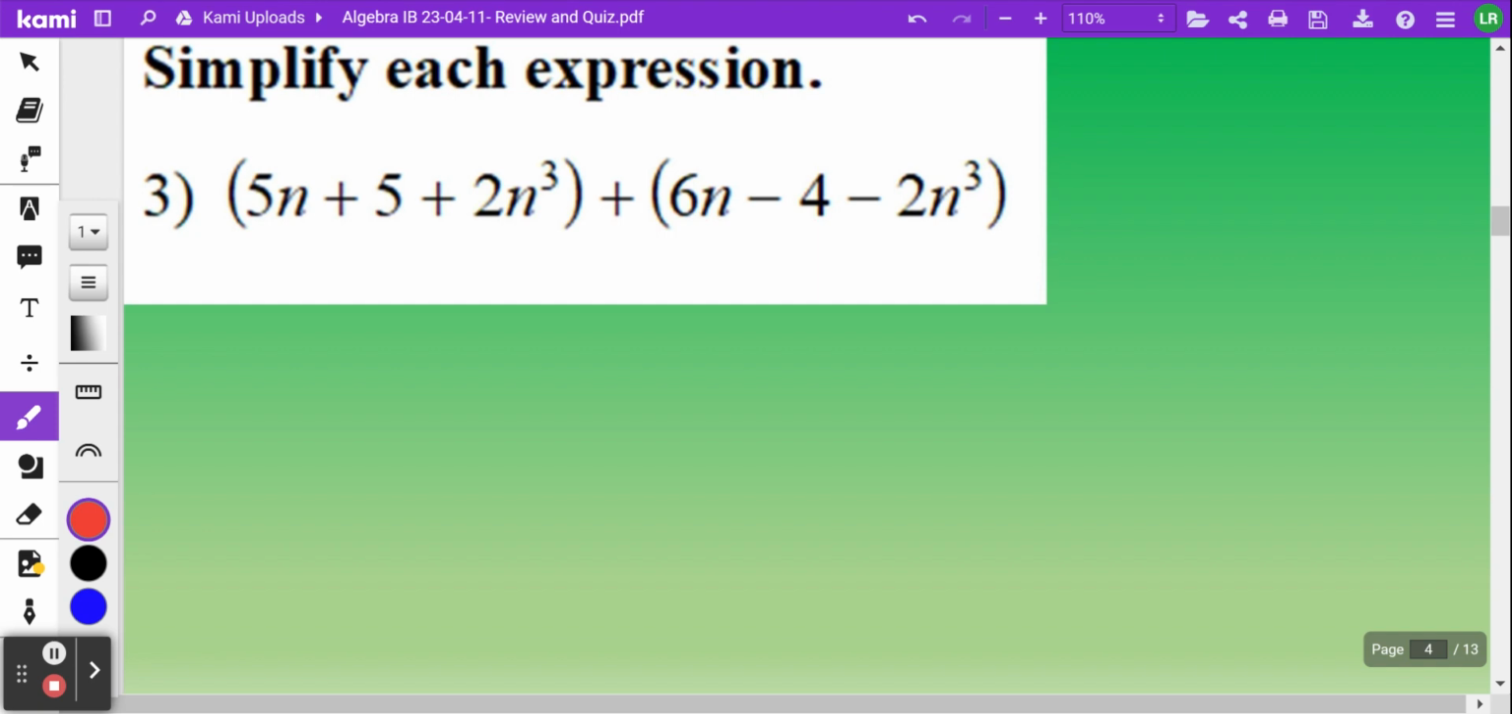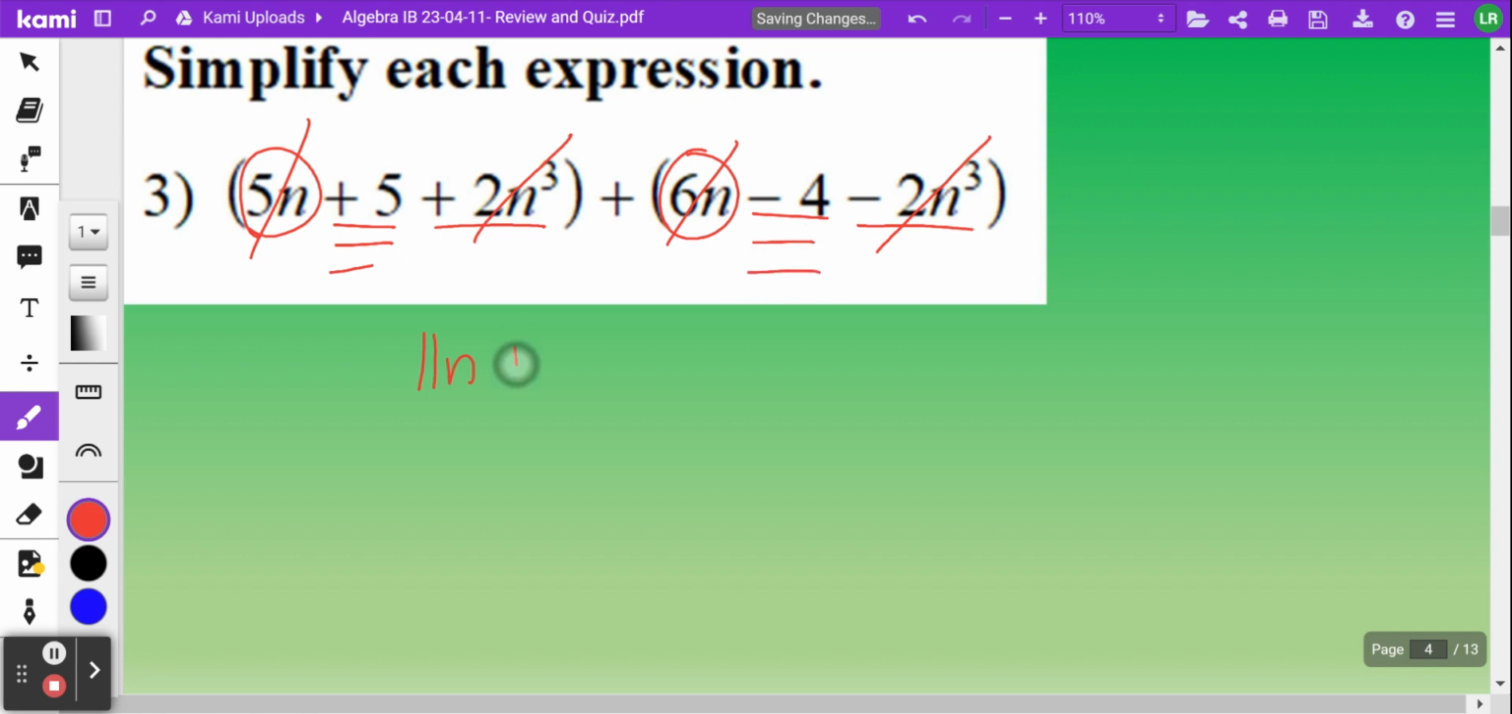Remember, they have to have the same exponents. So my n to the thirds, you want to go with the biggest ones first. My n to the thirds, 2 and negative 2. 2 plus negative 2 is 0. So those are gone. We do not write n to the third, it's just gone. The next biggest is the n's, the n to the first. We have a 5 and a 6. 5 plus 6 is 11. And then last, we have our numbers, our constants. 5 plus negative 4 is positive 1, and that would be my answer.